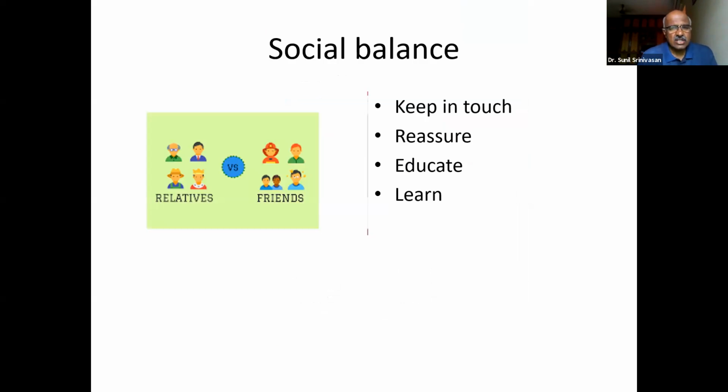What do I mean by balance? All along, I have been concerned only with me and my family. But now in the COVID times, for the past five months, I talk to almost all my relatives and a few friends, just to inquire, otherwise I never talk to them. I just talk to them a few words.